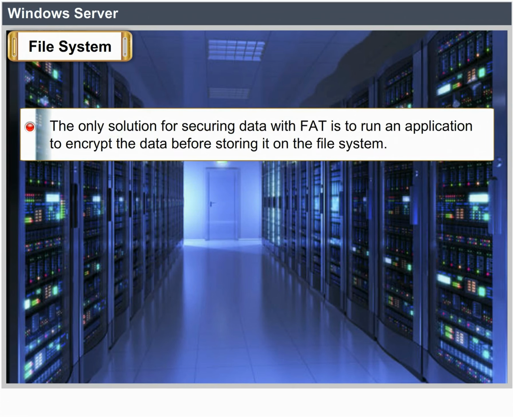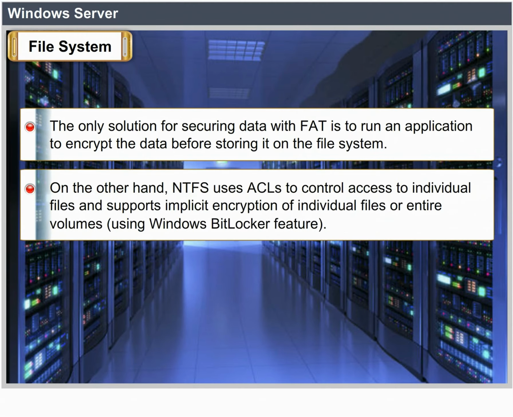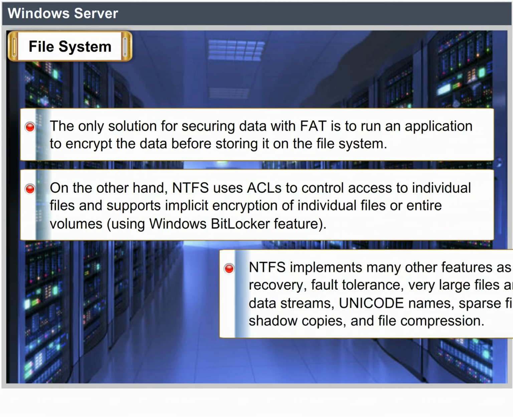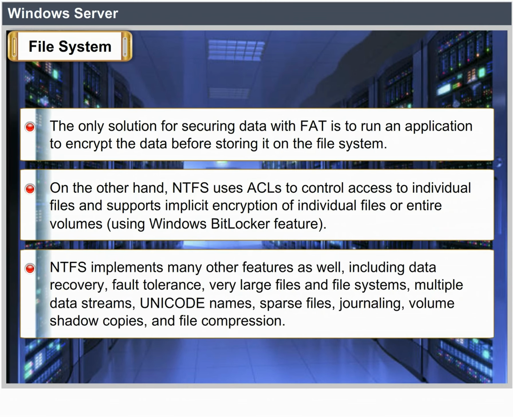The only solution for securing data with FAT is to run an application to encrypt the data before storing it on the file system. In contrast, NTFS uses ACLs to control access to individual files and supports implicit encryption of individual files or entire volumes using the Windows BitLocker feature. NTFS implements many other features as well, including data recovery, fault tolerance, very large files and file systems, multiple data streams, Unicode names, sparse files, journaling, volume shadow copies, and file compression.